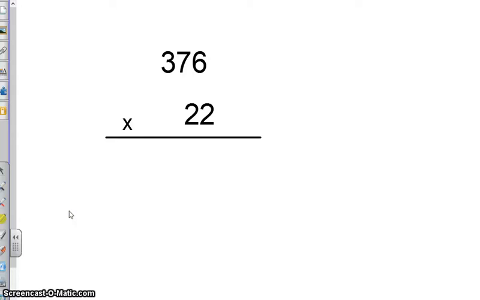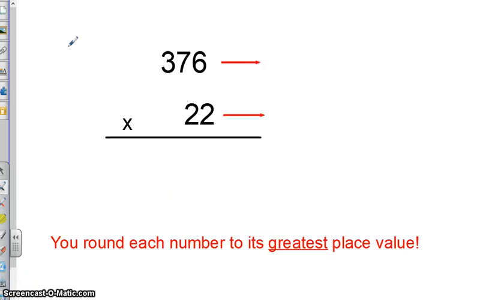Okay, so what if you get a problem where your two numbers that you're multiplying have a different number of digits, right? They go to a different place value. So for example, 376 times 22. You're asking yourself, where are we going to round both of these numbers? Well, the answer is you round each number to its greatest place value.